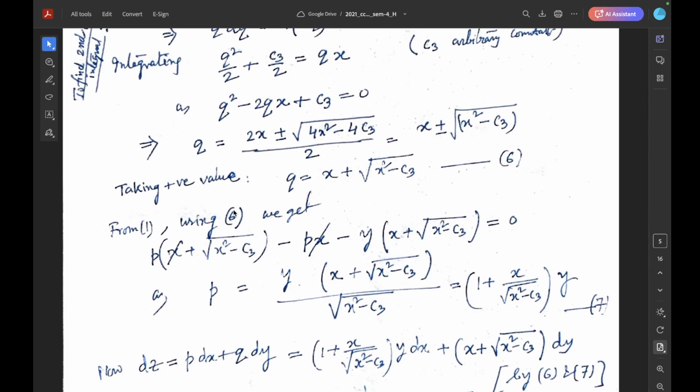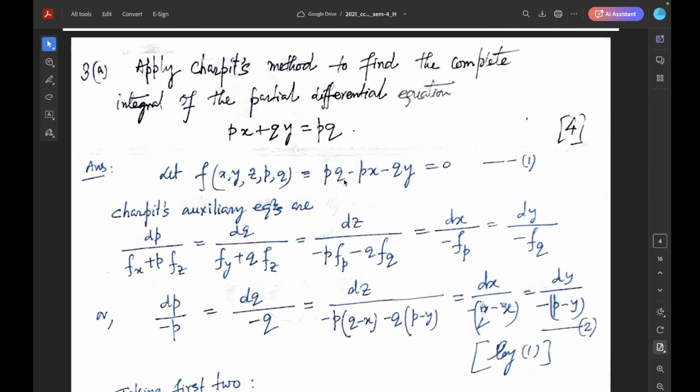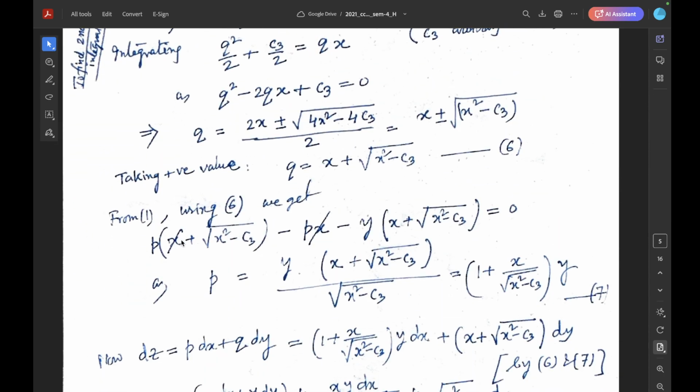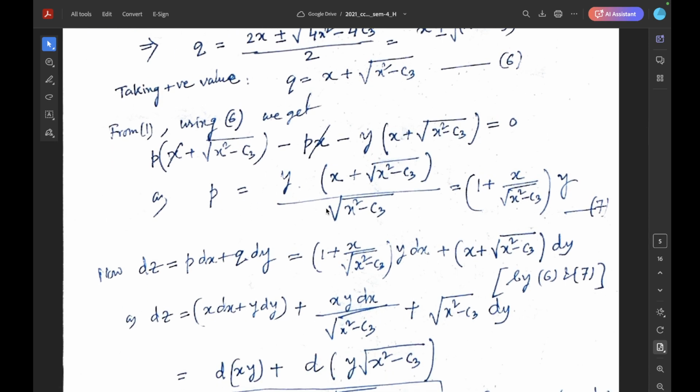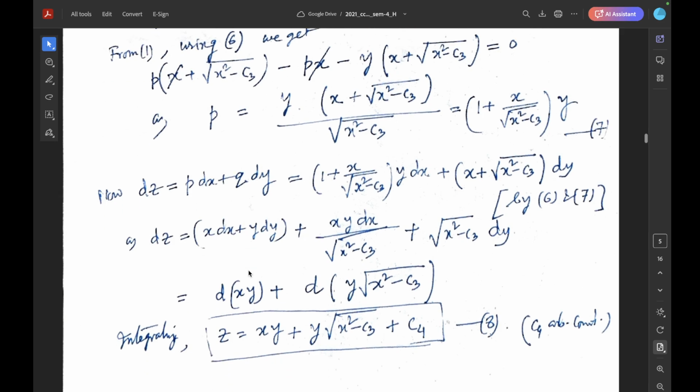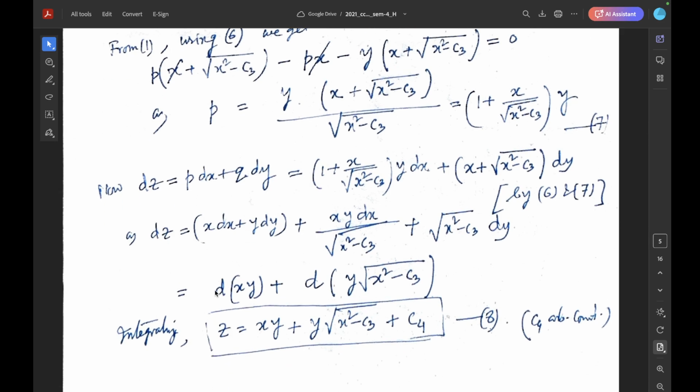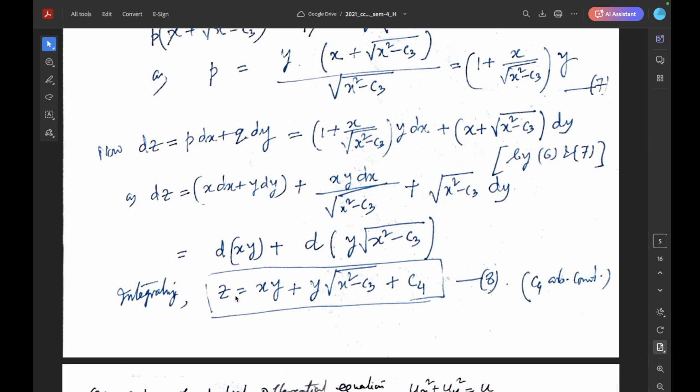From the given equation 1, using 6, we put the value of q into p times (q minus x) equal to (y minus q). After simplification, p equal to this, equation 7. Now dz equal to p dx plus q dy. Putting in the values of p and q from 7 and 6, after simplification you get dz equal to d of (xy) plus d of (y root over (x square minus c3)). Integrating, we get z equal to xy plus y into root over (x square minus c3) plus c4, where c4 is an arbitrary constant.